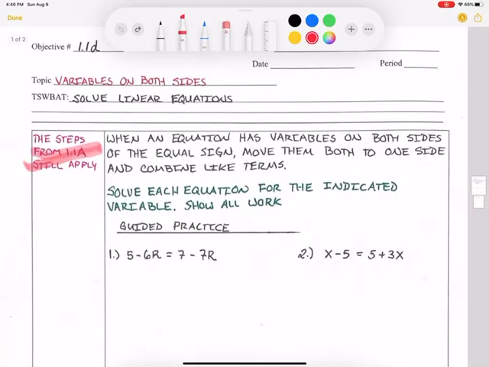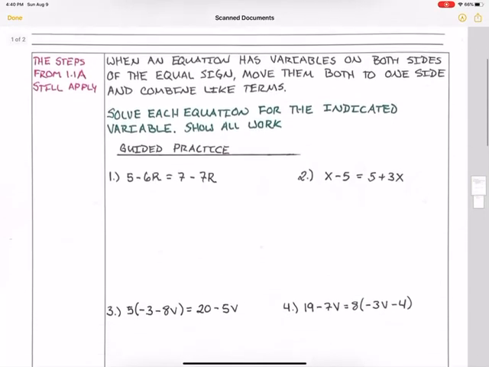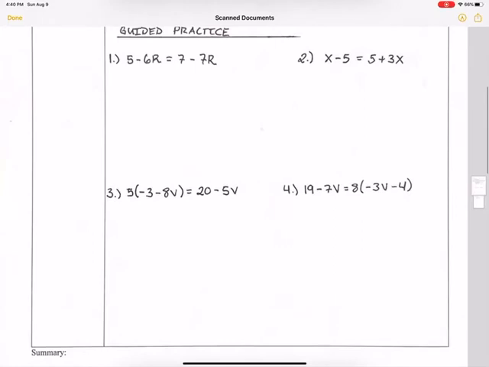Okay, so this is important. All of these steps still apply. So let's go ahead and look at our examples here.